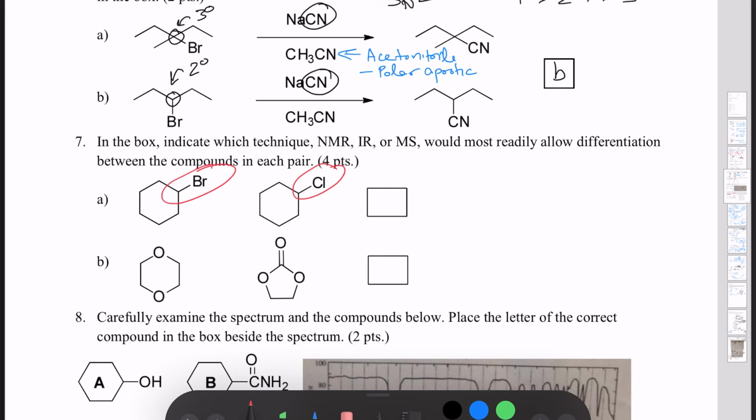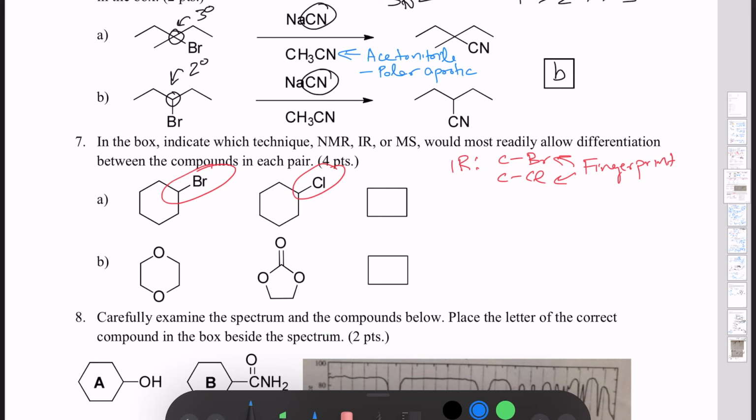Trying to differentiate between these two by, say, IR would be a difficult task, because even though one has a carbon-bromine bond and the other one has a carbon-chlorine bond, you can't really differentiate between these two in IR because the stretching frequencies for these two types of bonds are within the fingerprint region, and they easily overlap with each other. So it becomes very hard to differentiate between these two compounds via IR spectroscopy.